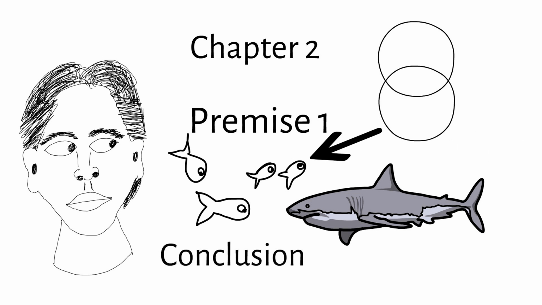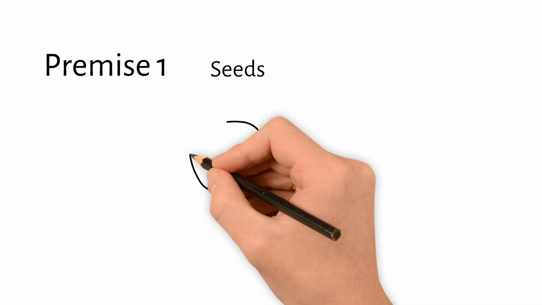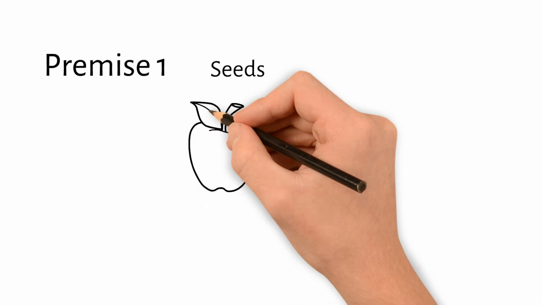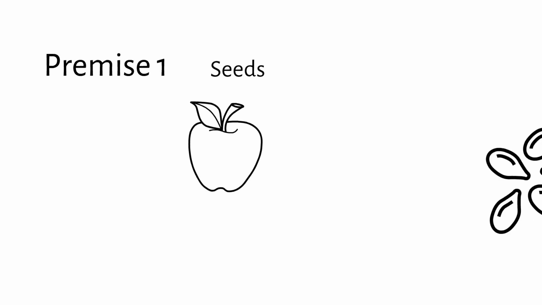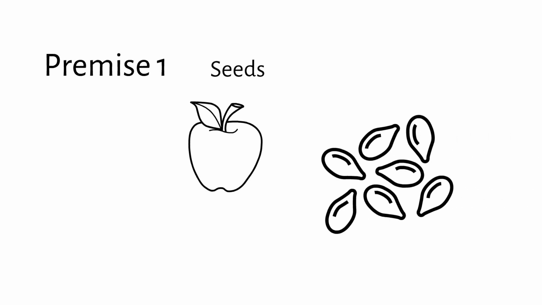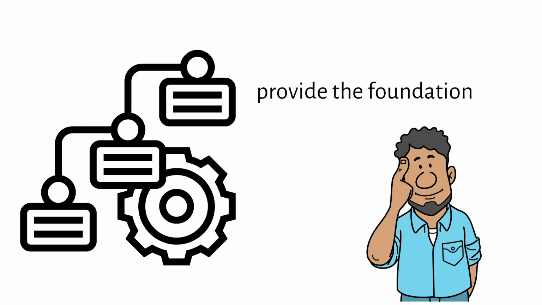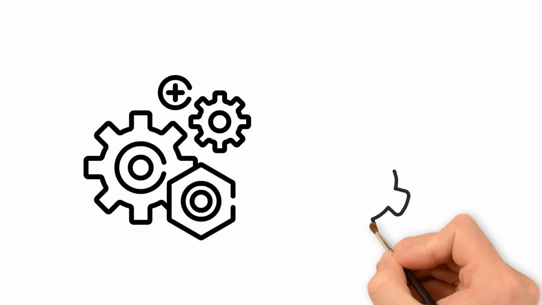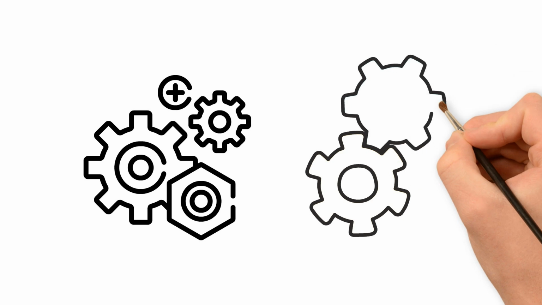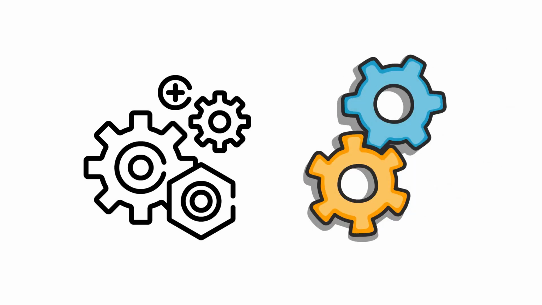Let's give another example. Premise 1, all fruits have seeds. Premise 2, an apple is a fruit. Conclusion, therefore an apple has seeds. These examples follow clear logical connections. The premises provide the foundation for a conclusion that makes sense. By breaking arguments into these components, you can see how conclusions naturally arise.